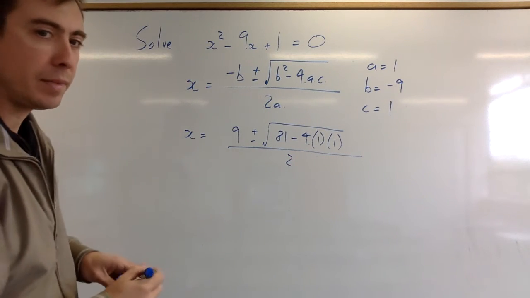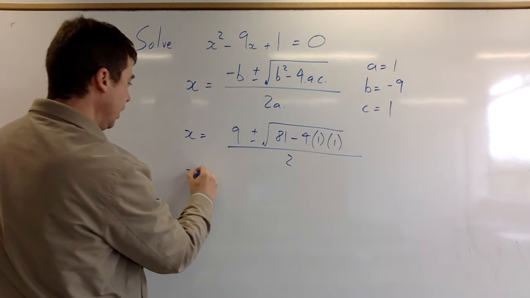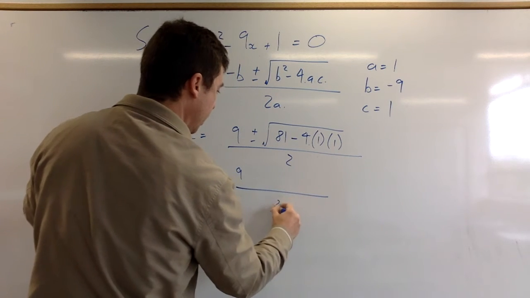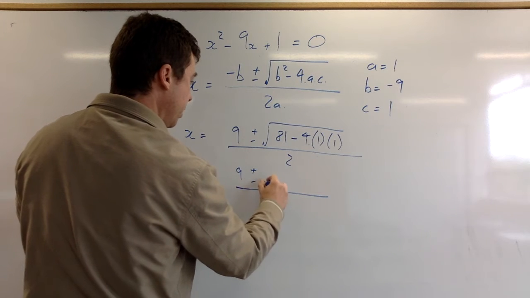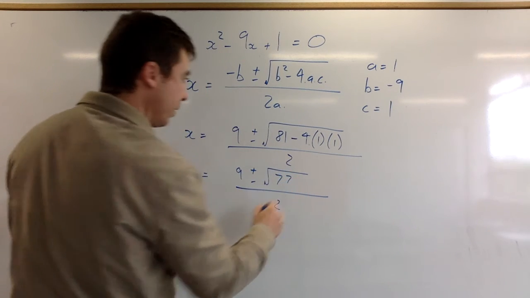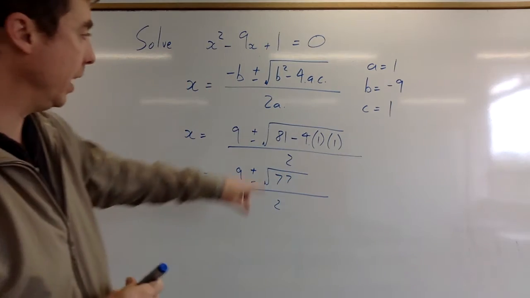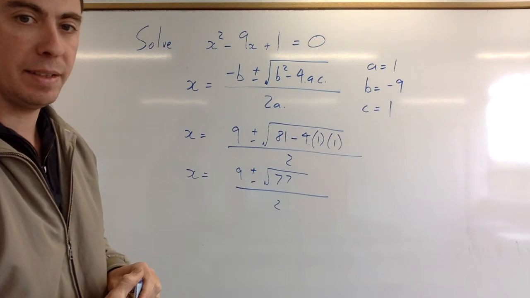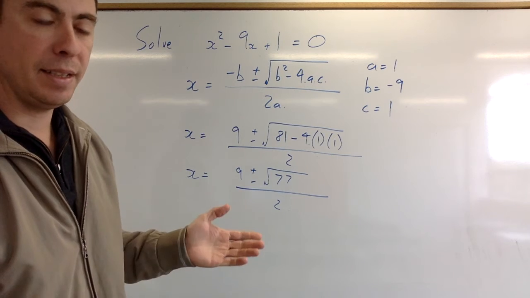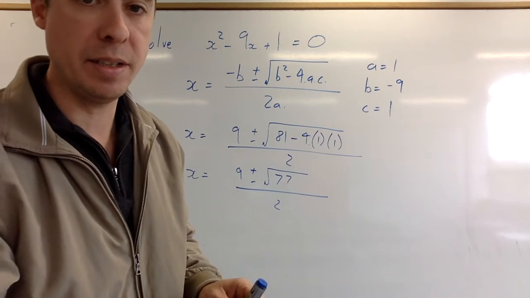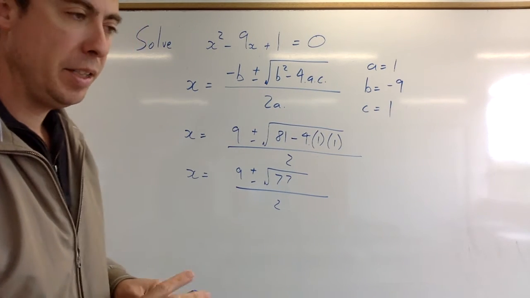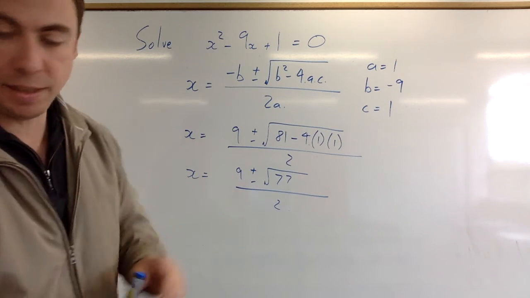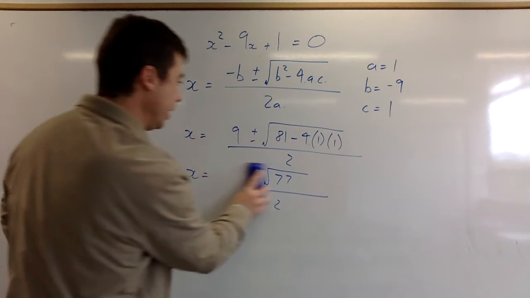Okay? So to tidy it up, x will equal 9 on 2 plus or minus the square root of 77. Right? Because I'm going to be left with 81 minus 4, that's 77. Now I think that question is finished. Right? That's all you need. Just be aware that it is two different numbers. Right? I might write them as two numbers.